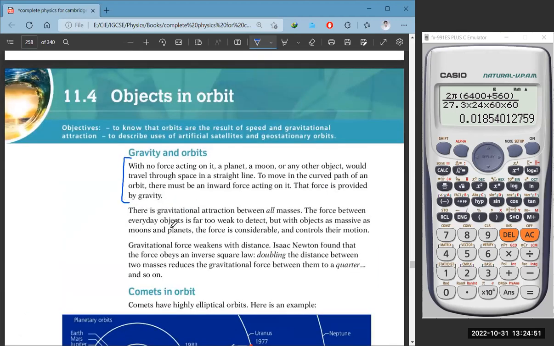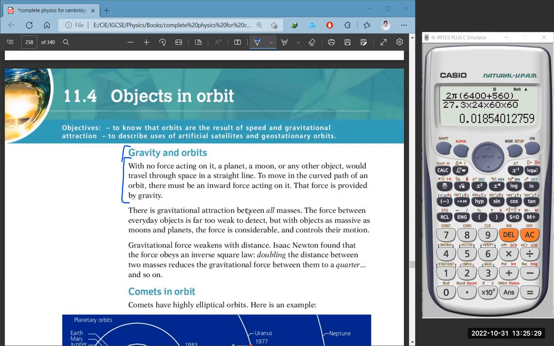Amina, start reading. With no force acting on it, a planet, a moon, or any other object would travel through space in a straight line. To move in the curved path of an orbit, there must be an inward force acting on it. That force is provided by gravity. If there's no gravity, then everything will move in a straight line, like gas particles, Brownian motion. They move in straight lines. But gravity is what causes all of them to have an orbit. This force of attraction because of gravity is what is causing the orbit.